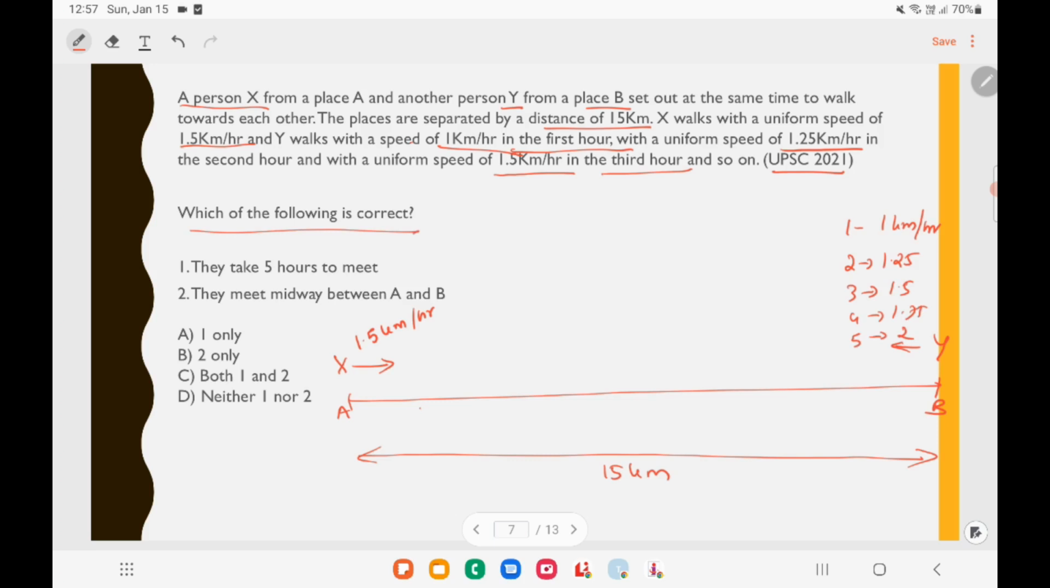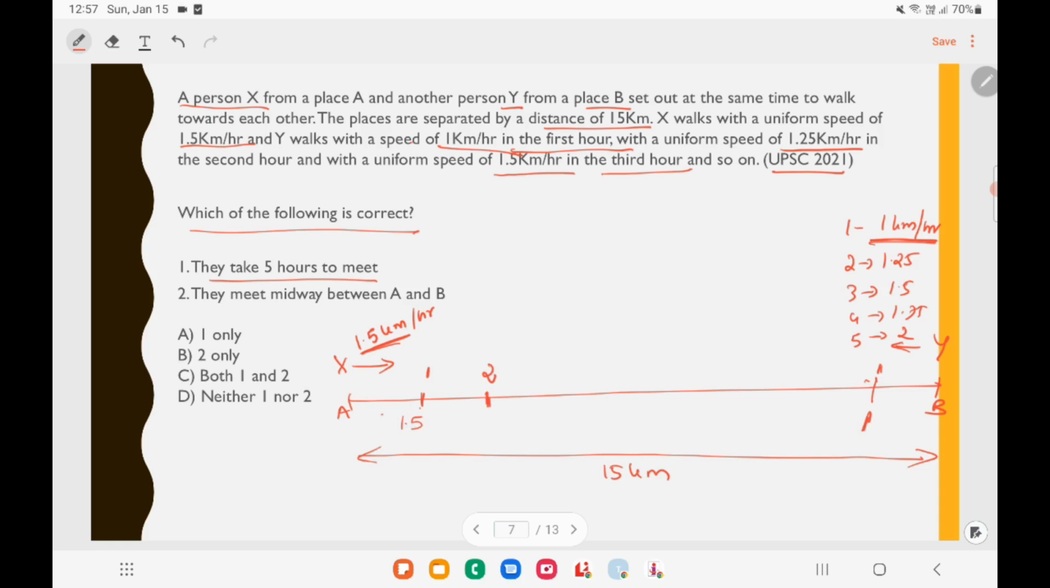Now which of the following is correct? So we need to check when they will meet, because the first statement says they take 5 hours to meet. So let's say in the first hour X travels 1.5 km, because in each hour it is traveling 1.5 km. So in the first hour it reaches the 1.5 km mark. And B on the other hand, in the first hour it reaches 1 km, because initially in the first hour it is traveling with 1 km per hour. So it reaches the 1 km mark. In the second hour it is traveling with a uniform speed.